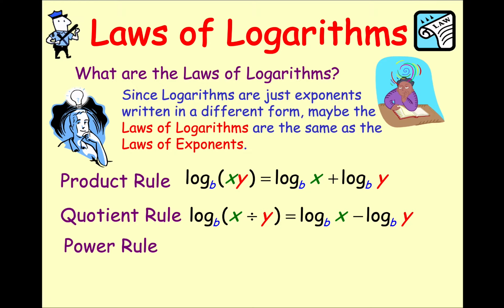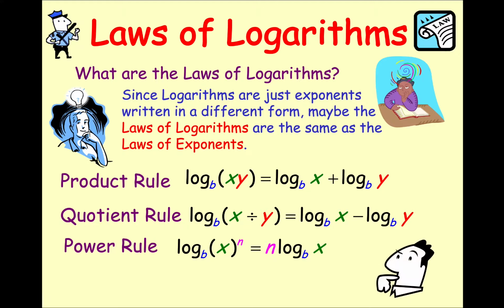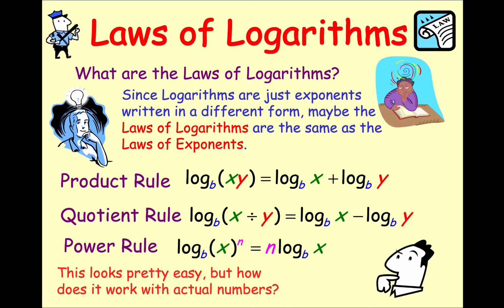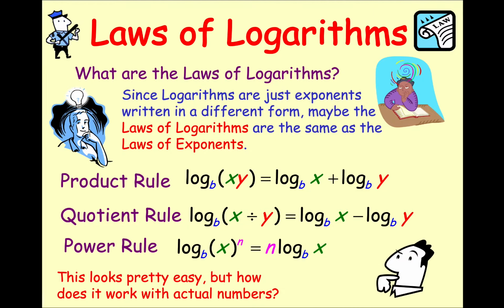The power rule. Log b of x to the power of n is the same as n times log b x. We bring the power to the front and multiply. This looks pretty easy, but how does it work with actual numbers?